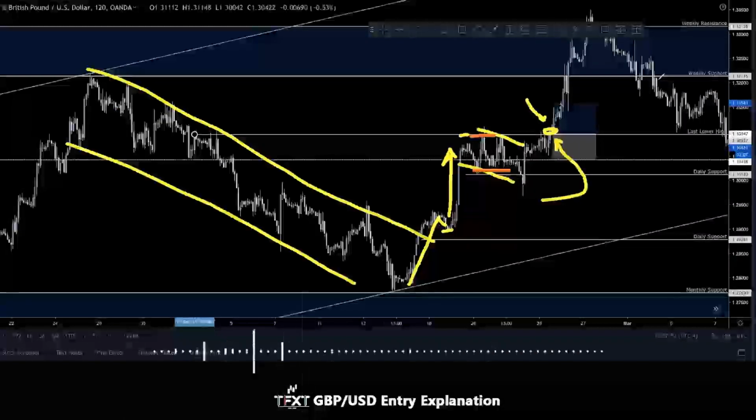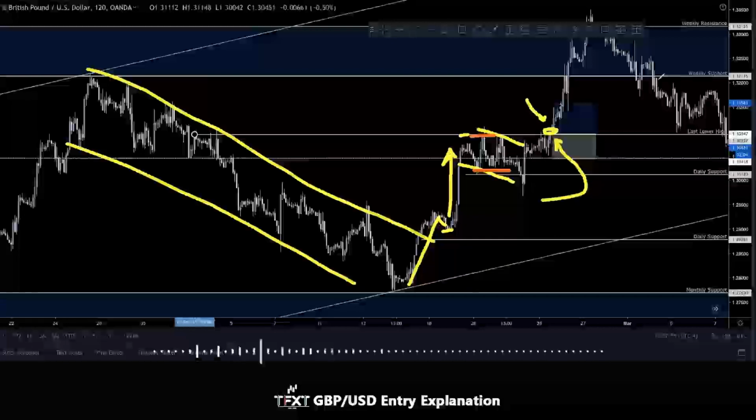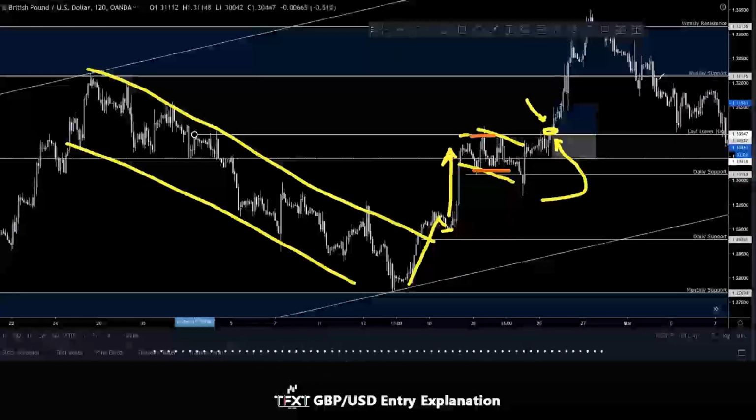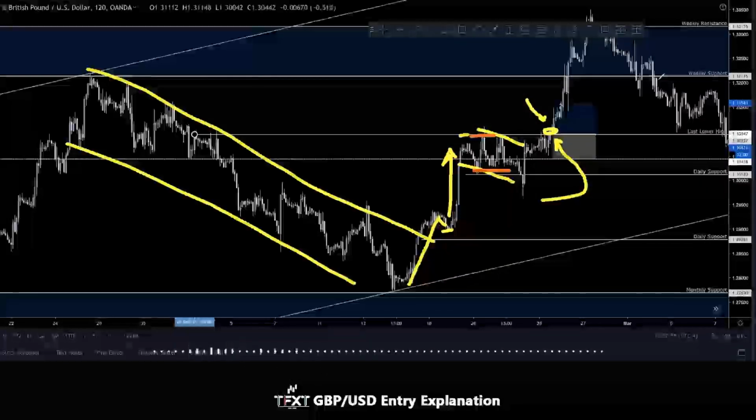Really nice, beautiful play. Once again, consists of the same variables that Euro US dollar had, simply just had to wait on a movement like this. And so with that, that's GBP USD.